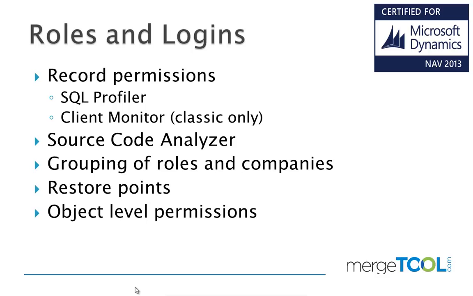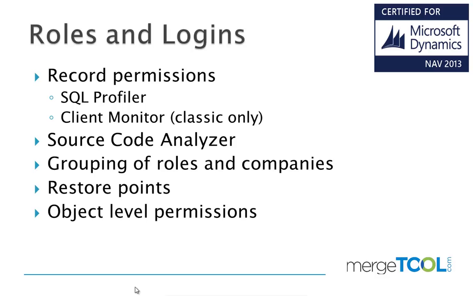So let me look at the roles and logins portion first. As an end-user company, that costs $2,000, or $2,500 to add it, or around 2,000 euros, actually. The key feature is the ability to record permissions. We can basically use a SQL profiler against the database, record a user's task, and we will create a role that matches that.